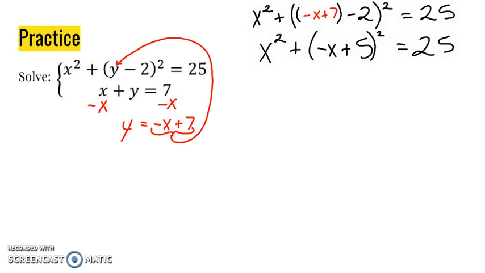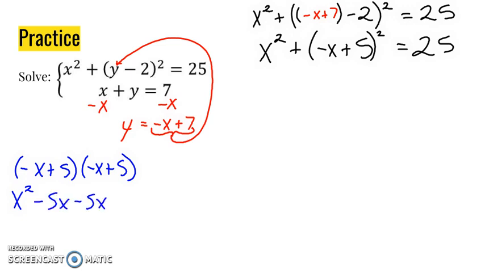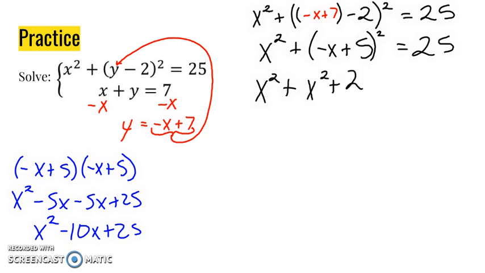So down over here to the side, I'm going to show my FOIL work. Okay? Negative x plus 5 times negative x plus 5. Negative x times negative x gives me x squared. Negative x times 5 gives me negative 5x. 5 times negative x gives me negative 5x. 5 times 5 gives me a positive 25. And I end up with x squared minus 10x plus 25. Okay? So I've got, again, x squared plus, and then I FOILed. And when I did that, I got x squared minus 10x plus 25 equals 25.